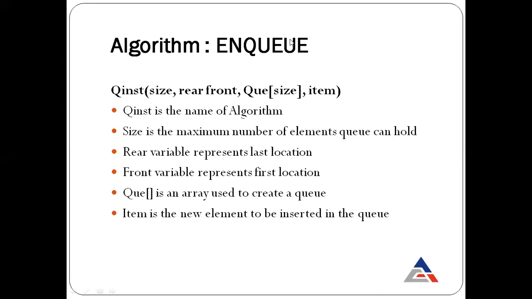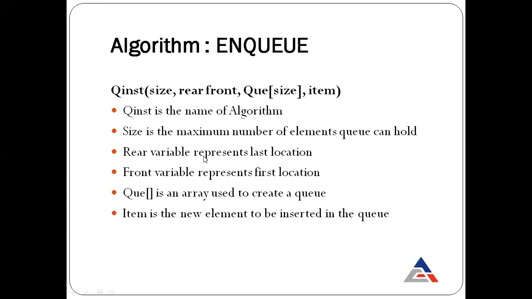So the algorithm of enqueue. QINST is the name of my algorithm. Size, rear, front, queue, and item are some of the variables I have used in my algorithm. QINST is the name of the algorithm. Size is the maximum number of elements the queue can hold.